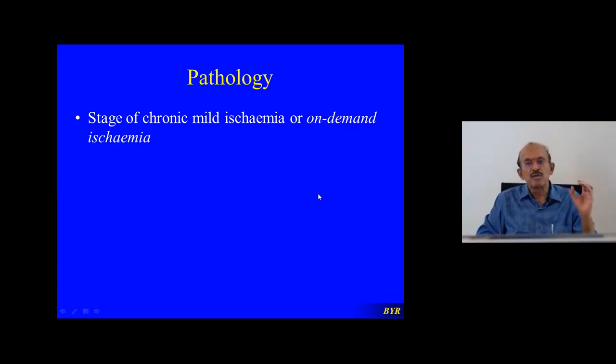When 10% of the blood vessel is blocked, the patient will not have features of ischemia while taking rest. But if the person is running, then the patient will have the symptoms. This is called on demand. When there is demand for more blood, the blood vessel is not able to supply. This is called on demand ischemia.